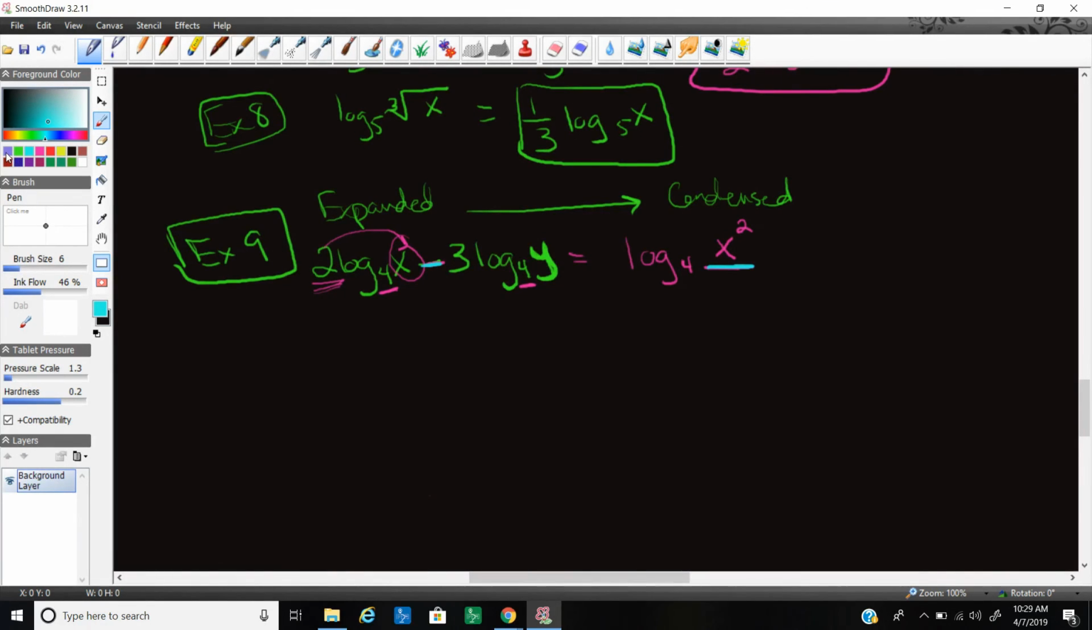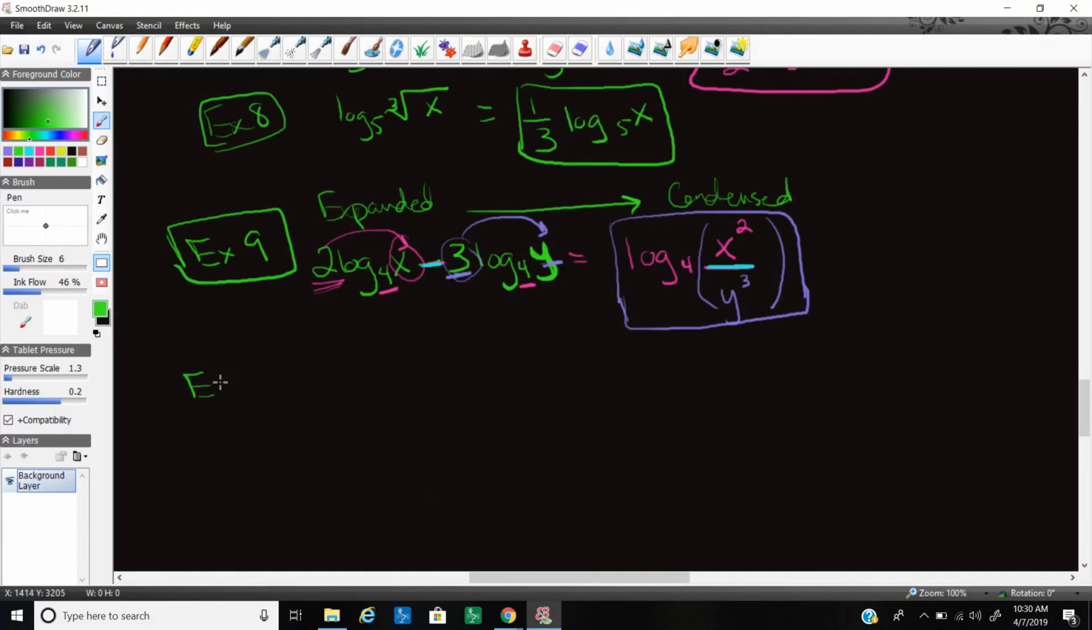And you see that we have a 3 and a y. But again, remember that this 3 is actually a power. It jumps over here to the y. So this would be y cubed. I'm going to put parentheses just for the sake of neatness. But that is it. That is our condensed form. Okay. So these are not that bad.